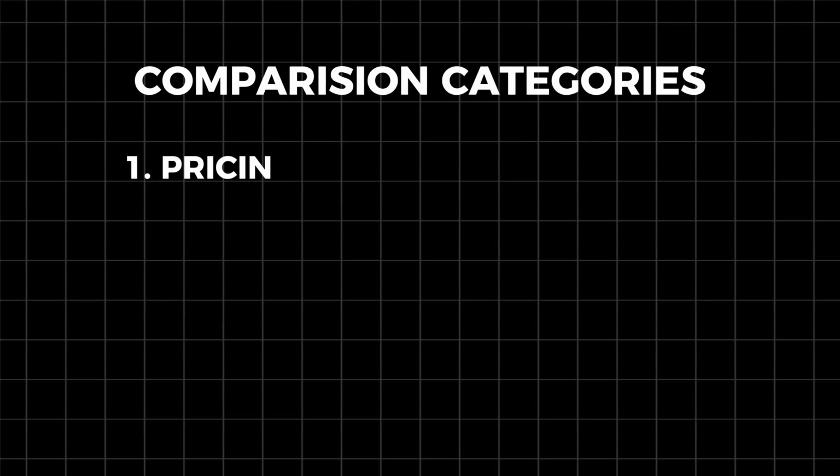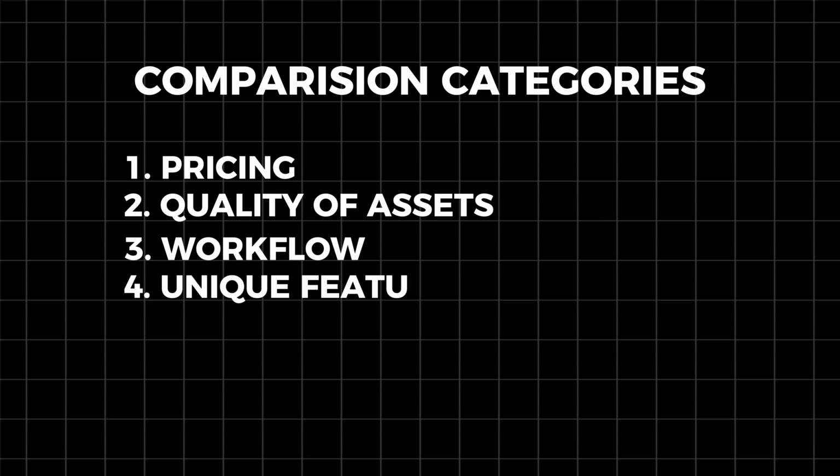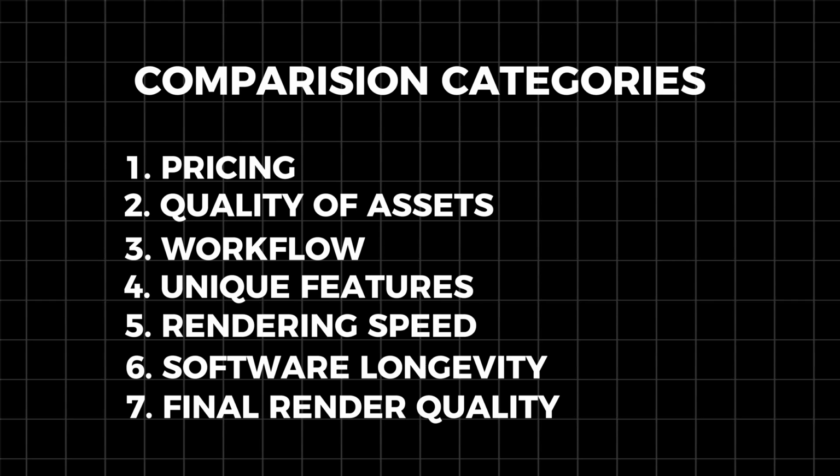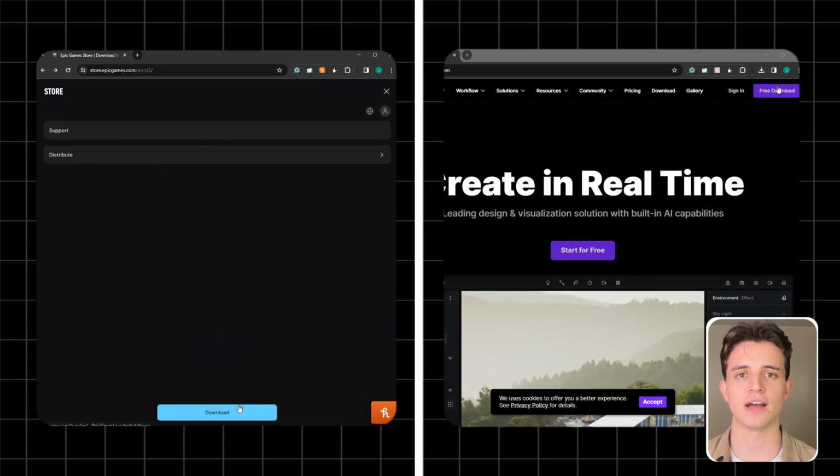I'll compare the software based on 7 categories: pricing, quality of asset, workflow, unique features, rendering speed, the future of each software, and the quality of the final renderings. But before you can start creating amazing renderings, let's see how difficult each of these softwares are to download. Here's a side-by-side comparison to see which one's faster and easier.